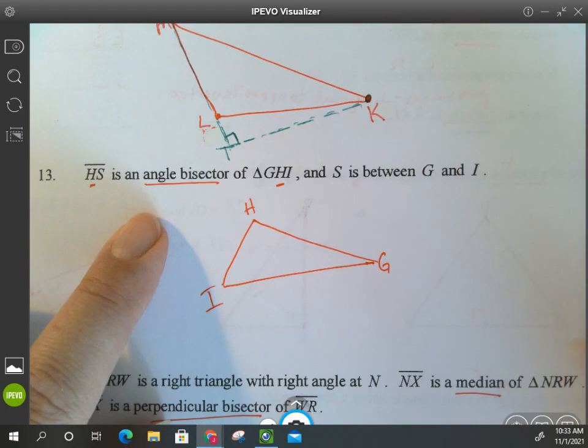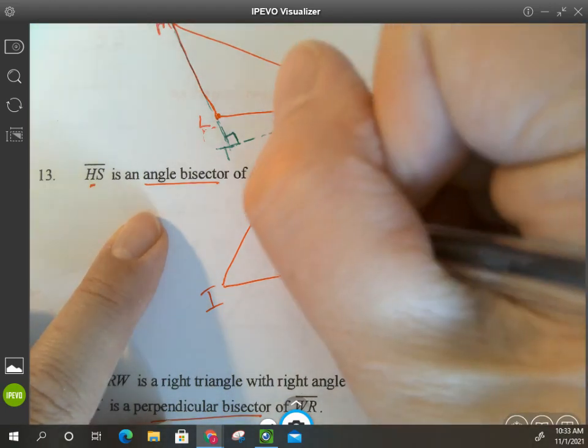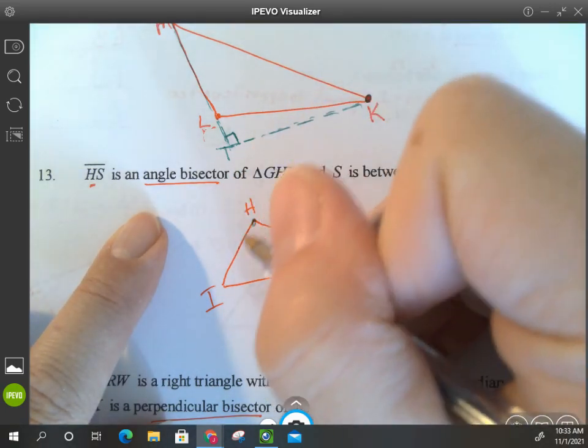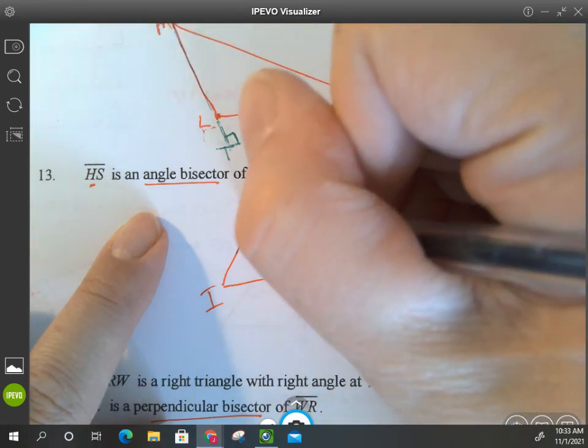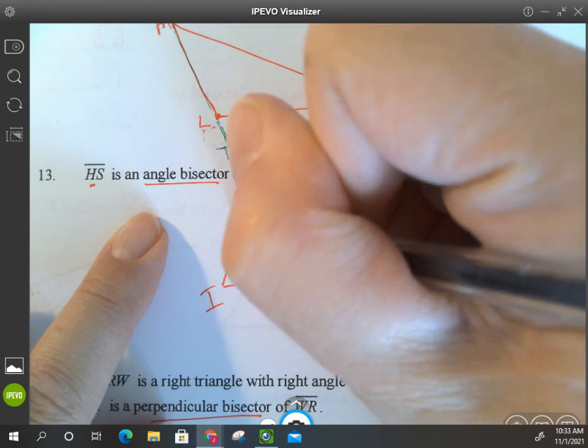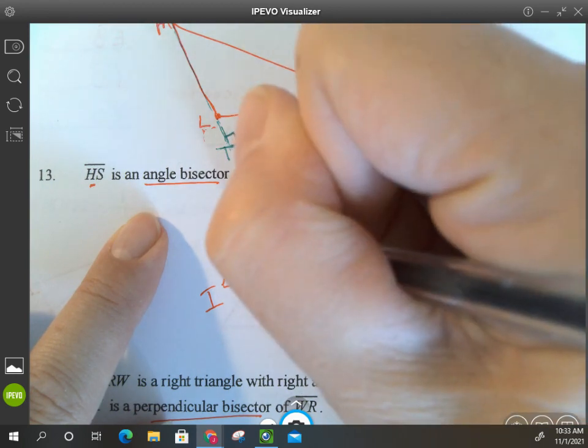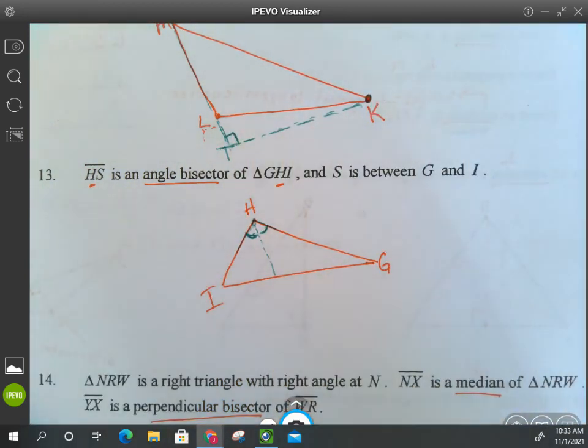Now, if I want an angle bisector, I'm going to split this angle in half. So it doesn't matter where it hits the side. It matters that my angles are marked congruent. That is your angle bisector. That's all I had to do.